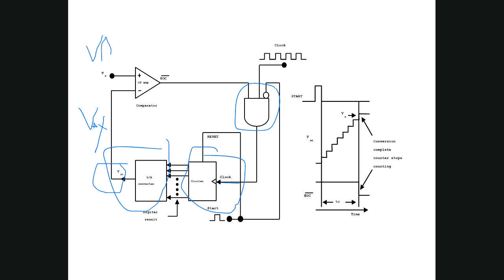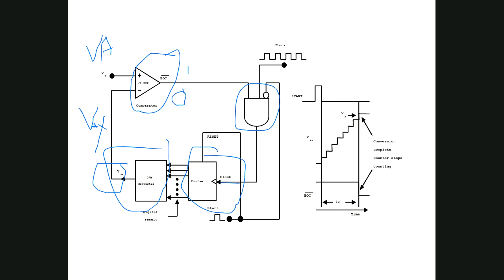So we then have a comparator. What is the purpose of this comparator? If VA is more than VAX, the output will be 1. And when VA becomes less than VAX, it will be 0. Clear? Okay. So this is the arrangement.